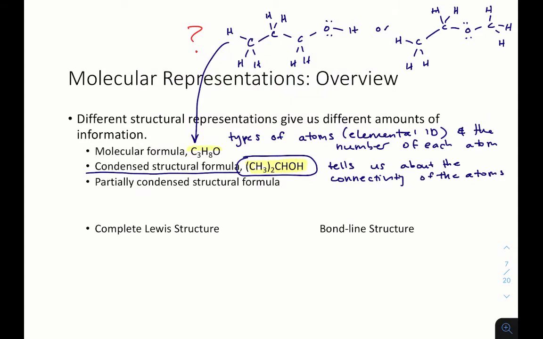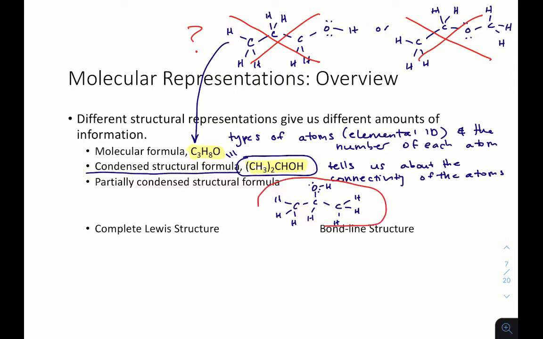(CH3)2CHOH is C3H8O. But writing it out this way lets me know that there are two CH3 units bonded to a carbon atom, which is also bonded to a hydrogen, which is bonded to an OH. So we can draw out the Lewis structure from that. Yeah, we hadn't even considered this possibility yet. Now we know from the condensed structural formula that neither of our first guesses were correct.